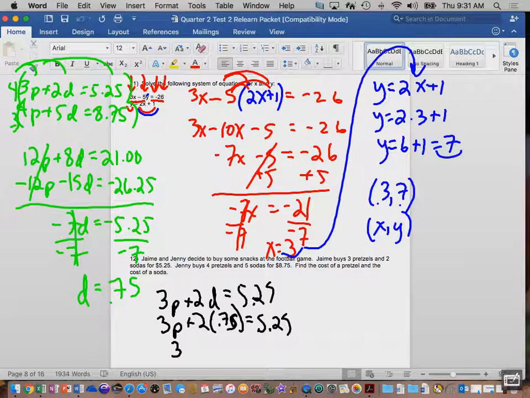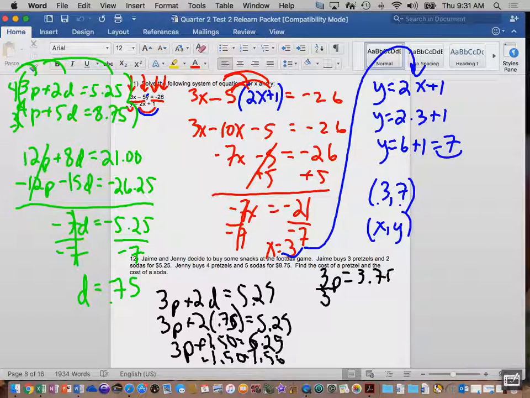So that'd be 3 pretzels plus $1.50 is $5.25. I'm running out of room here, so I'm getting sloppy. Subtracting $1.50 from both sides, I get 3 pretzels is $3.75. So I divide by 3, and a pretzel is $1.25.